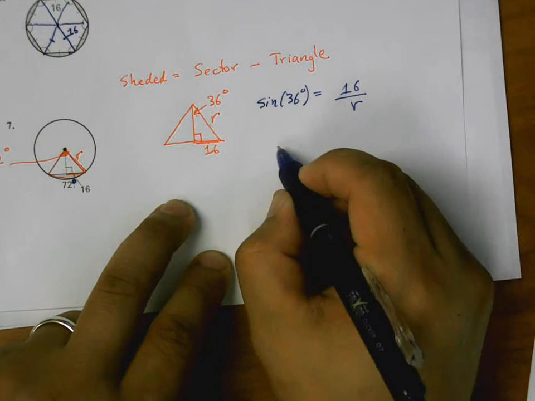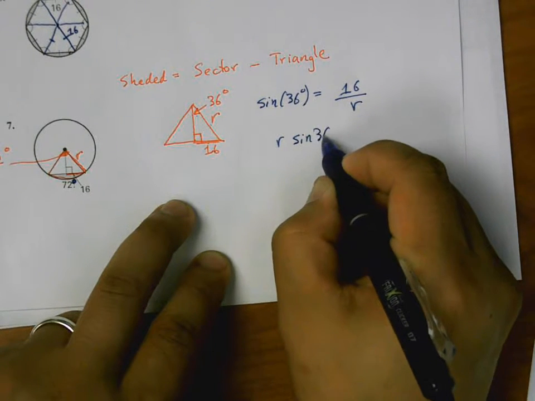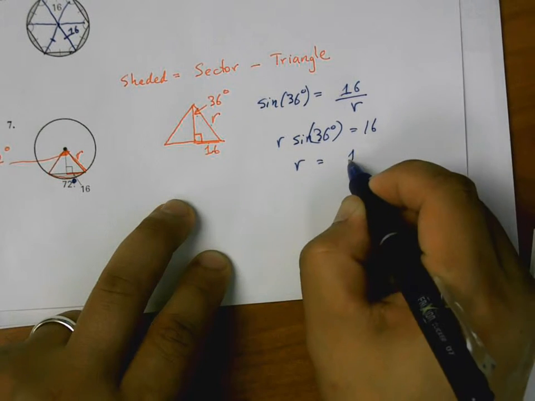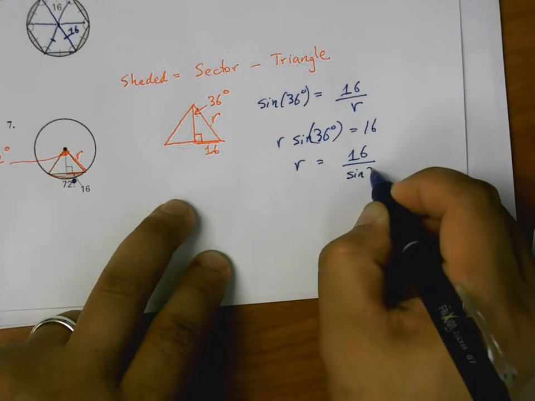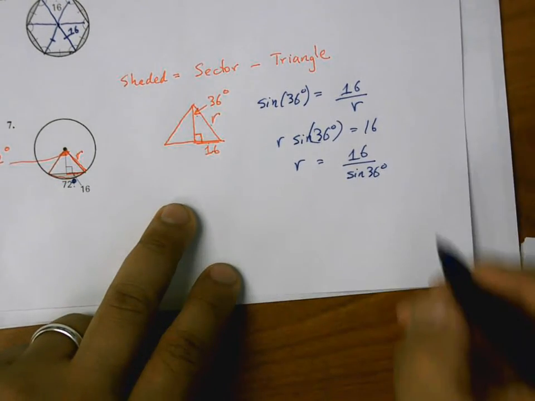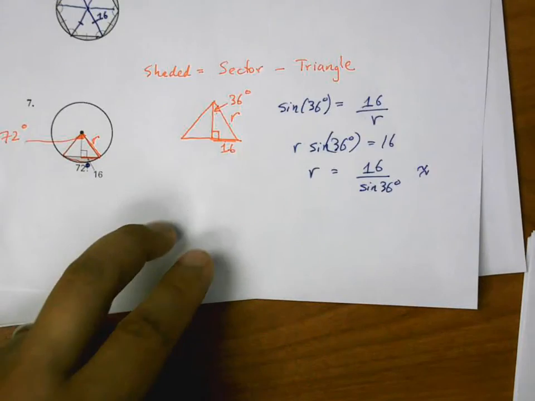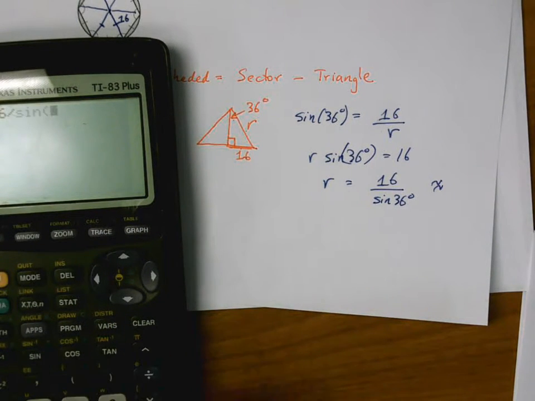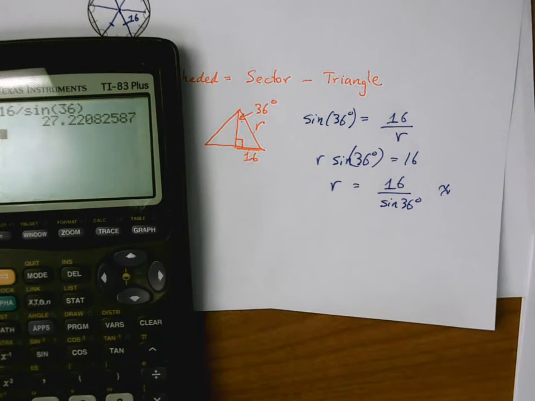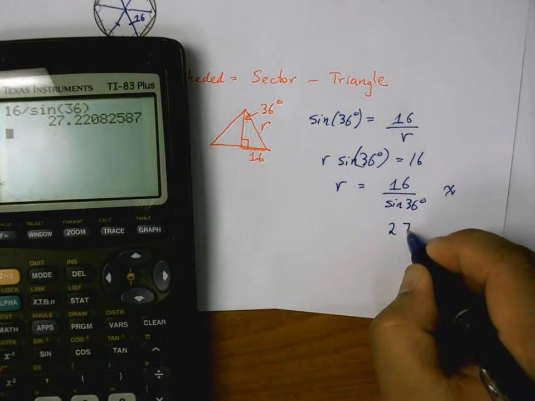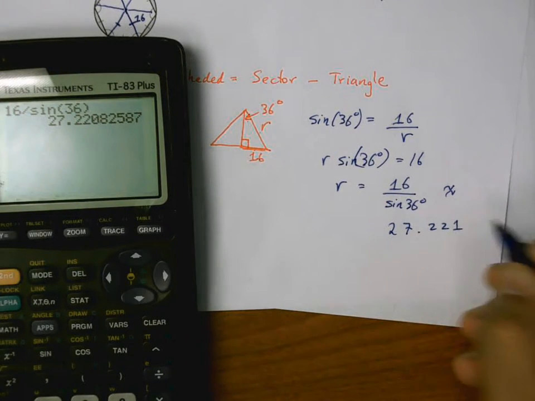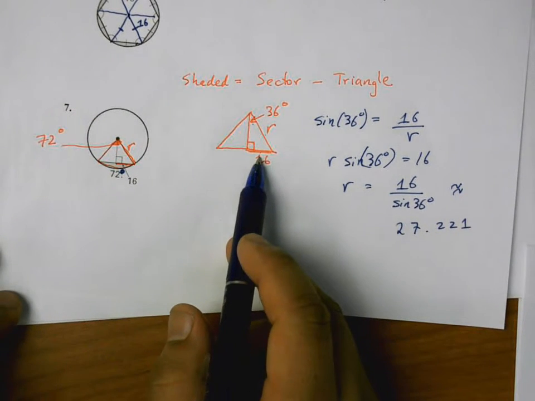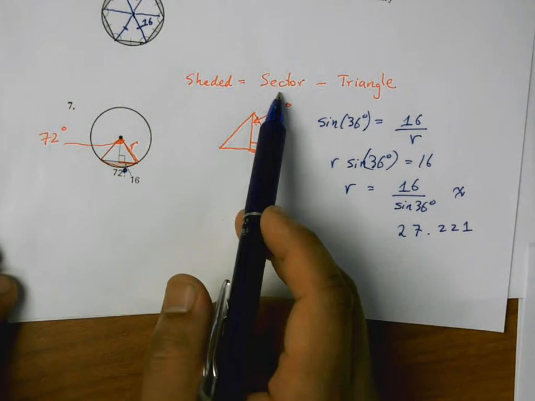First we're going to multiply both sides by R, so R sine 36 is equal to 16. Then we can divide both sides by sine of 36, and that'll give us R. So this is approximately, and there's only an approximate answer here, 16 divided by the sine of 36, and that's about 27.221.